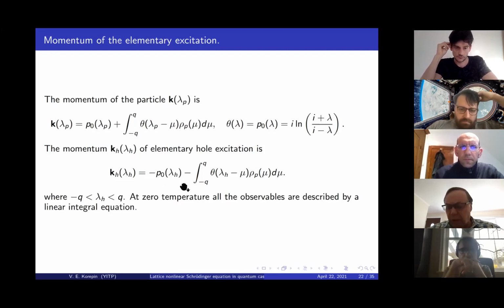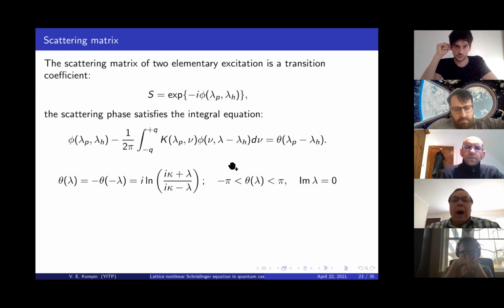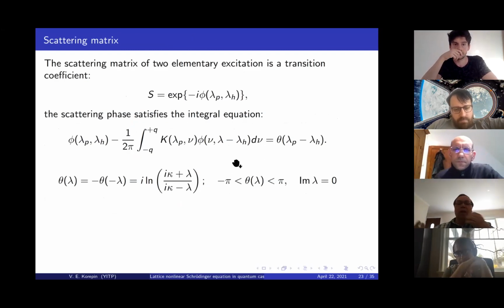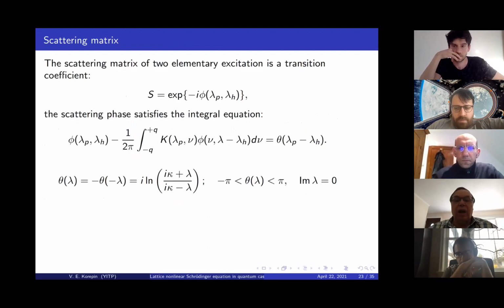This is very standard for Bethe ansatz. Now, scattering matrix. I can consider two elementary excitations and consider scattering matrix. There is only transmission, no reflection. The scattering matrix is a pure phase. I mean, the logarithm of the scattering matrix is the phase.